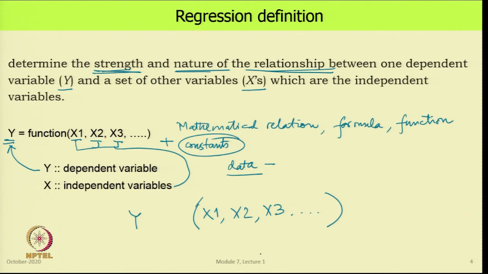So, this is what the idea of regression is, and what we are looking for in this set of lectures is that I have data from my experiment or from others' experiments or some other published data, and I want to generate an expression y as a function of these variables. So, this is our objective.